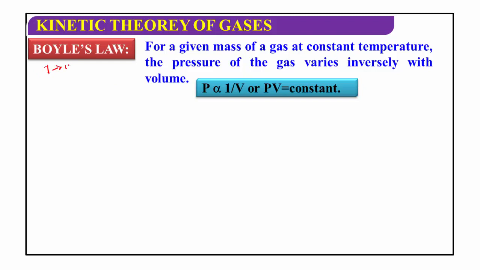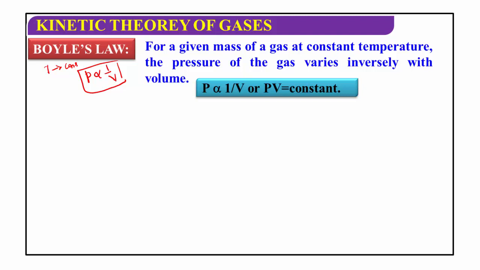The temperature is kept constant for a given mass of a gas. For a given mass of a gas at a constant temperature, the pressure of the gas varies inversely with its volume. Then it is called Boyle's law. Mathematically, it is expressed as P is inversely proportional to V, or PV is equal to a constant. The temperature is kept constant.